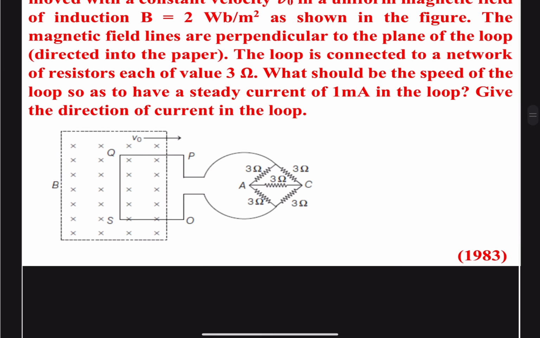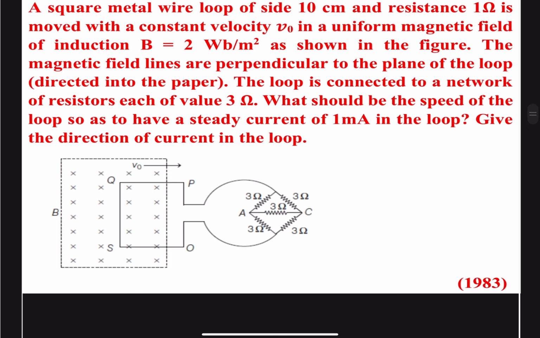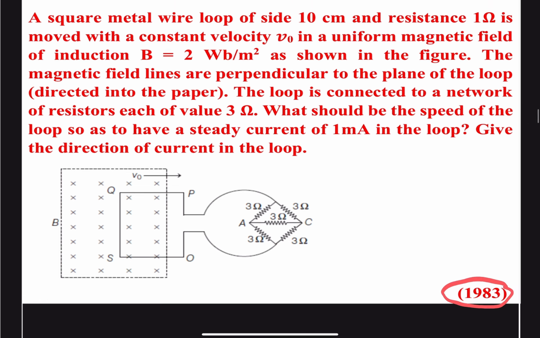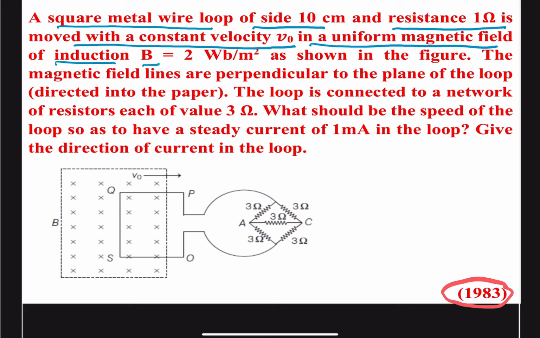So this completes the first question. The second question, which was asked in the year 1983, says that a square metal wire loop of side 10 cm and resistance 1 ohm is moved with a constant velocity V0 in a uniform magnetic field of induction B, which is given as 2 Weber per meter square, as shown in the figure.